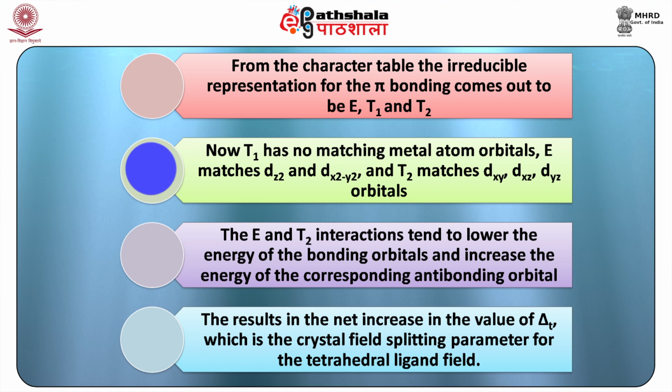T2 matches with that of dxy, dxz and dyz orbitals. The E and T2 interactions tend to lower the energy of the bonding orbitals and increase the energy of the corresponding anti-bonding orbitals. This results in the net increase in the value of delta T, which is the crystal field splitting parameter for the tetrahedral ligand field.